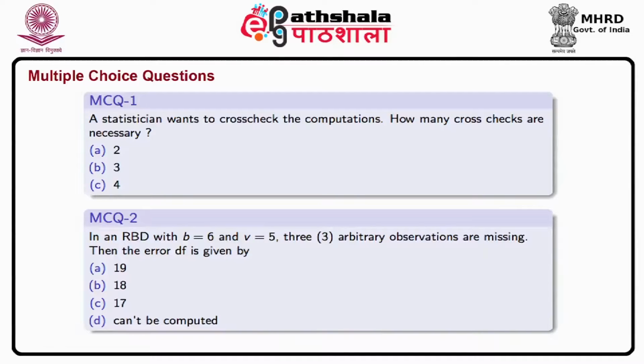And with the question, there is also an option, can't be computed, whether it is because you don't know where those observations are lying. Yes. It may depend on their positions as well. In that case, it would not be computed. Yes, it's a good question.